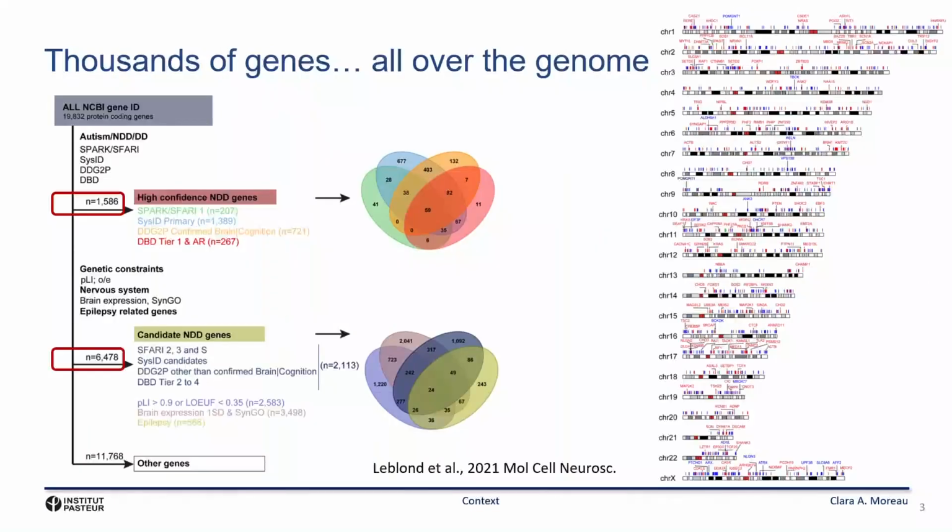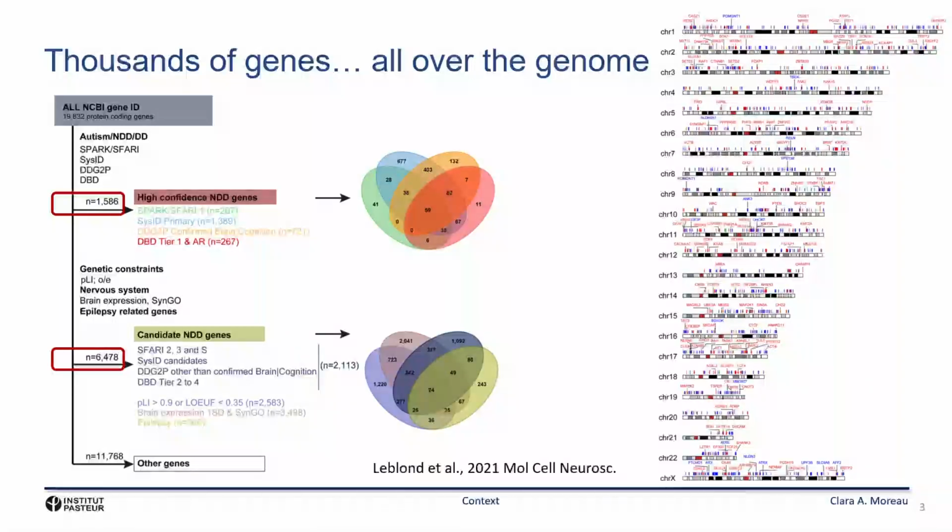What I mean by heterogeneity: for example, a recent study from our lab in Paris identified 1,500 high-confidence genes associated with NDD, neurodevelopmental disorder. On top of that, 6,000 additional genes were candidate genes also for NDD. These variants are not on one chromosome, like a chromosome of autism. No, they're all over the genome, so it's definitely not easy to study.